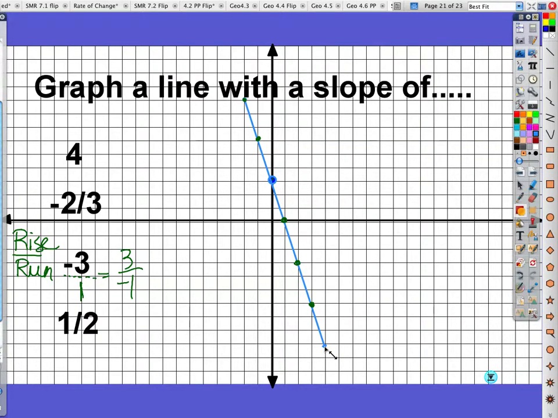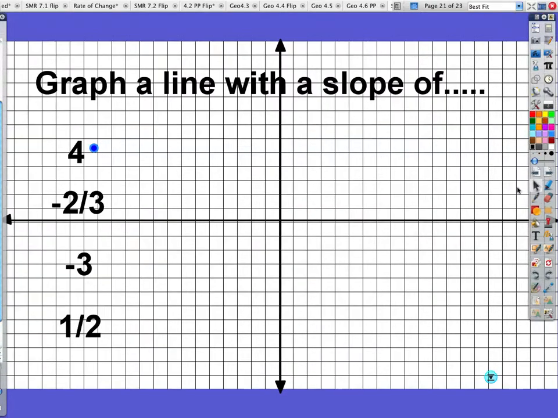Okay? Let's do the last one here. It looks like I have a slope of 1/2. I need my starting dot. I'm going to put it right down here. So from this dot, I will rise 1, run 2.